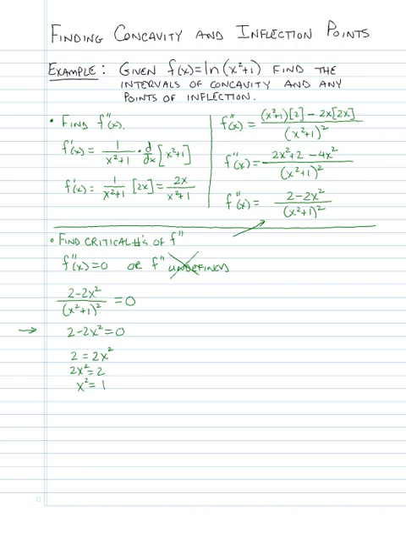Then I have to remember that anytime I have an x squared, it's more likely I'm going to have two solutions. So in this case, we get x is plus or minus, that's our two solutions, the square root of this number 1. But of course, the square root of 1 is just 1. So we get two solutions, plus or minus 1. What does that mean? Two critical numbers of the second derivative.